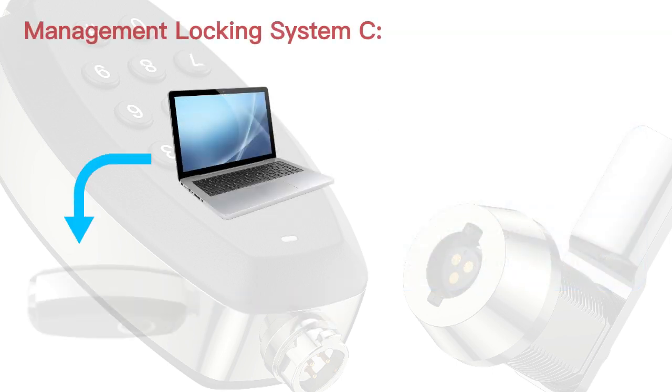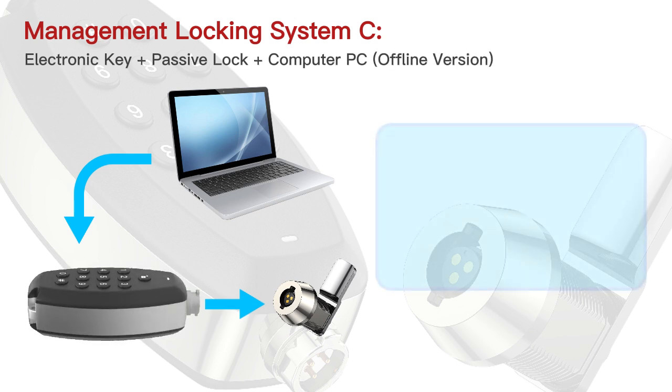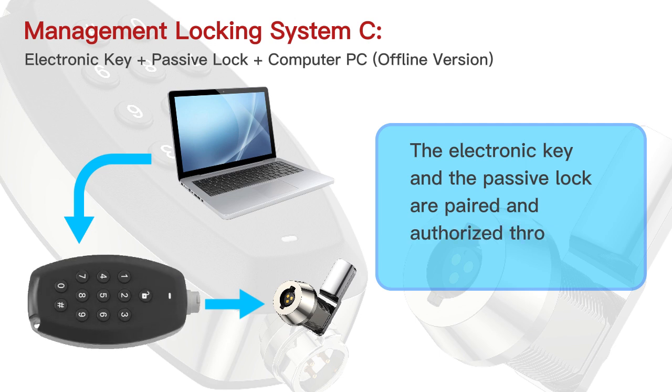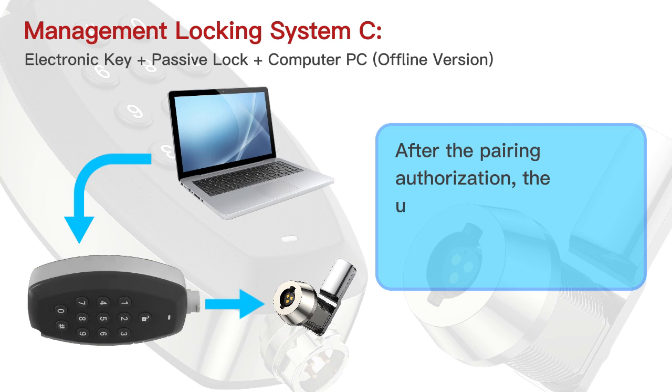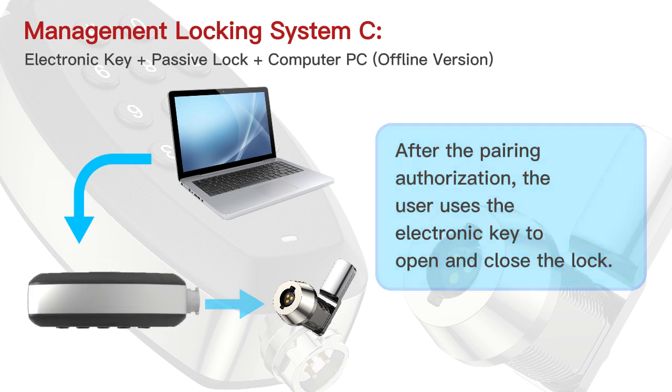Management locking system C: electronic key plus passive lock plus computer PC, offline version. The electronic key and the passive lock are paired and authorized through the computer PC. After the pairing authorization, the user uses the electronic key to open and close the lock.